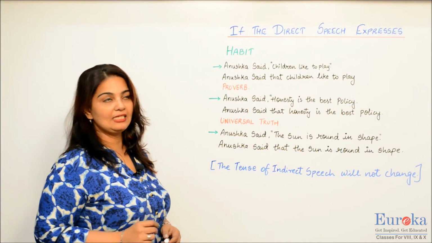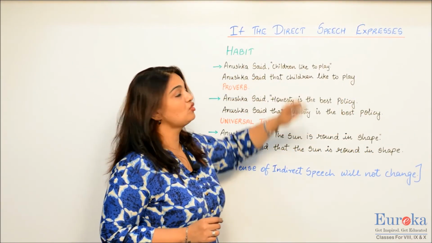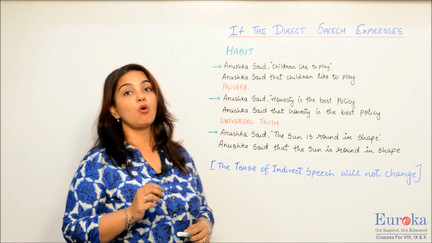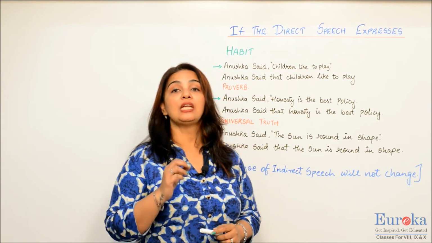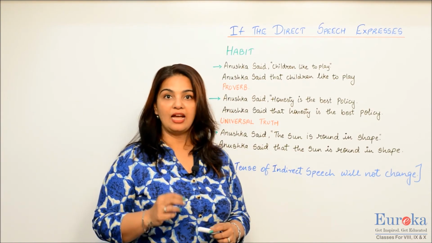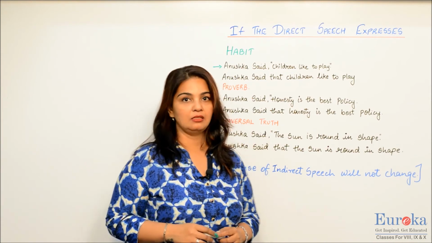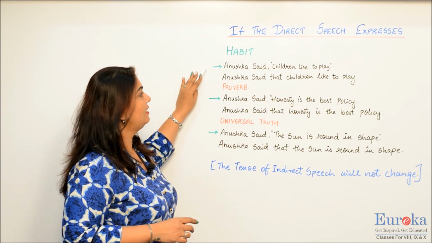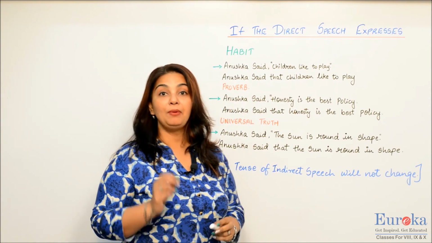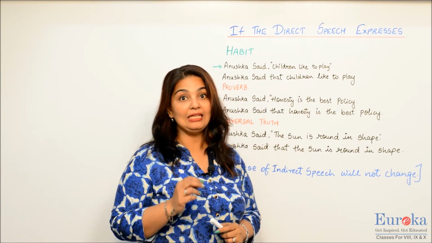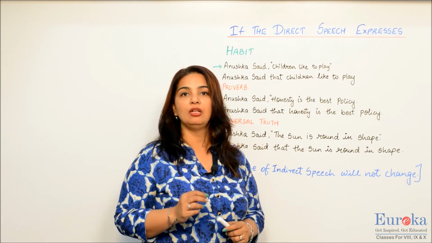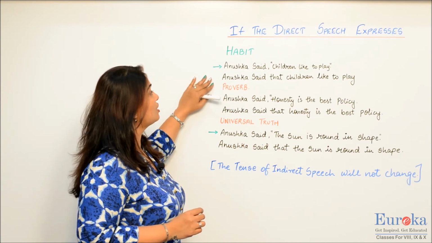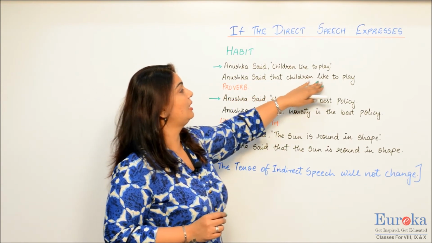So students, let's see today if the direct speech expresses these three things. One is a habit. Now let's see what is a habit. Habit is a regular continuous action that we do on a daily basis. So look at the example that is given to you here. It says, Anushka said, "Children like to play." Playing is a habit that children form and they like it. So it is done on a regular basis. So look at the indirect speech given over here. Anushka said that children like to play.